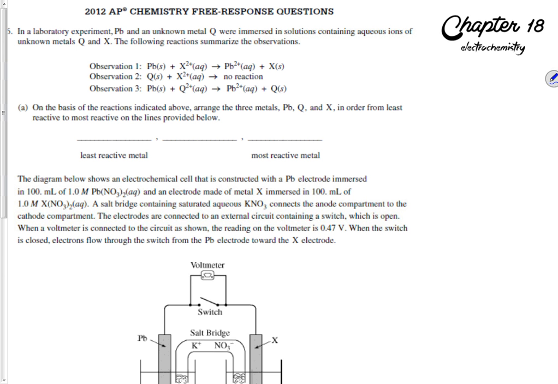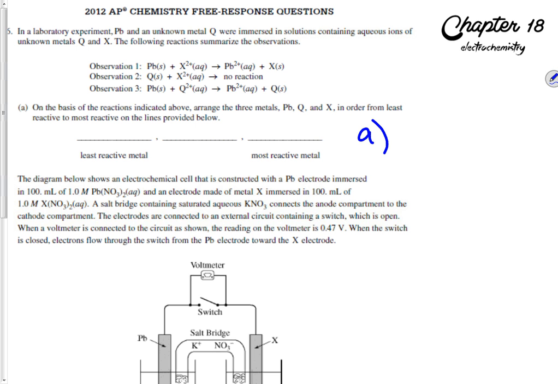In a lab experiment, Pb and an unknown metal Q were immersed in solutions containing aqueous ions of unknown metals Q and X. The following reaction summarizes the observation. You got a bunch of stuff going on there. A. This really has nothing to do with Electrochem yet. A. On the basis of the reactions indicated above, arrange the 3 metals Pb, Q, and X in order from least reactive to most reactive on the lines provided.